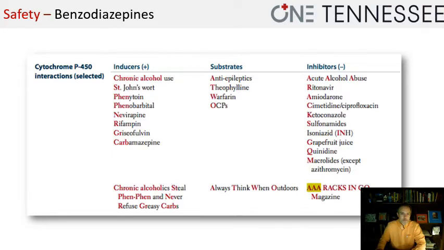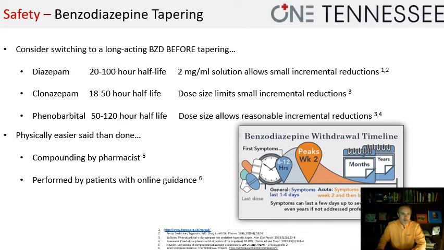So when it comes to benzodiazepine tapering, this is typically easier said than done, but here are some general guidelines that are evidence-based. If you're going to taper, consider switching to a long-acting benzodiazepine before you initiate the taper. Diazepam has a 20 to 100 hour half-life, and a 2 mg/mL solution allows small incremental reductions. Clonazepam has an 18 to 50 hour half-life, so the dose size limits small incremental reductions.